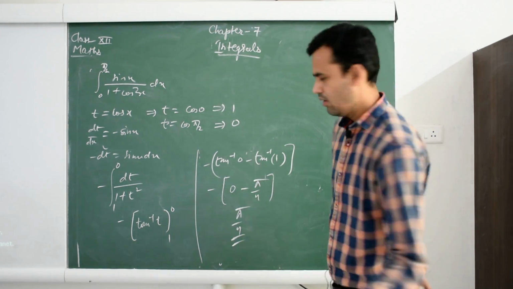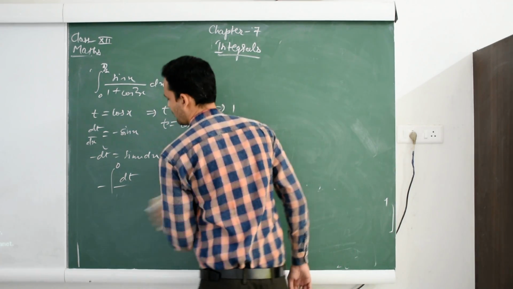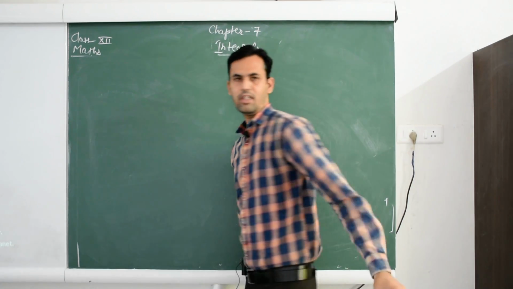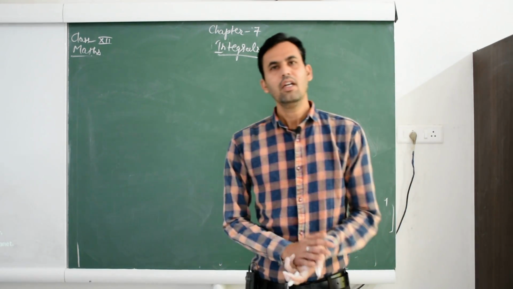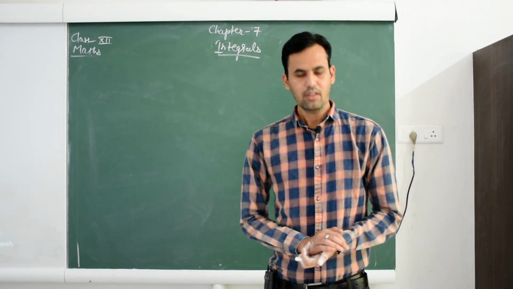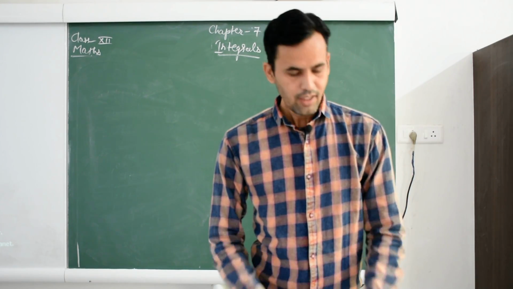Okay, so this type of question is in exercise 7.10. By substituting the values of x and t, you can easily get the answer, and after that you put the values of the limits and you can get the answer. Okay, thank you.